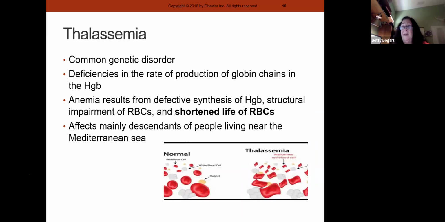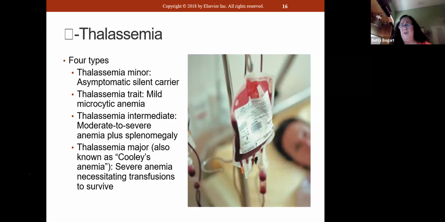Now, thalassemia, as I said, is really similar to sickle cell in a way. It's a cell that's not shaped right that dies quickly. These are what I call the rectangular shaped cells. Now, this is usually, as I said, descendants of people living near the Mediterranean Sea. That's what they say about thalassemia. There's 4 types. You don't have to know the types. What we usually describe as thalassemia is Cooley's anemia, which is the very severe of all of the thalassemias.